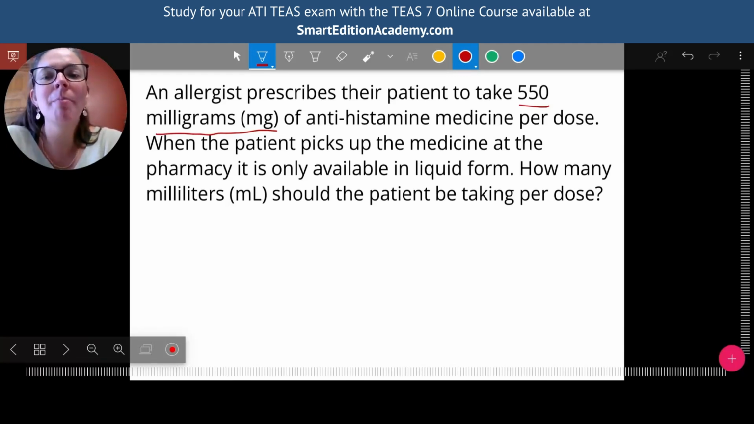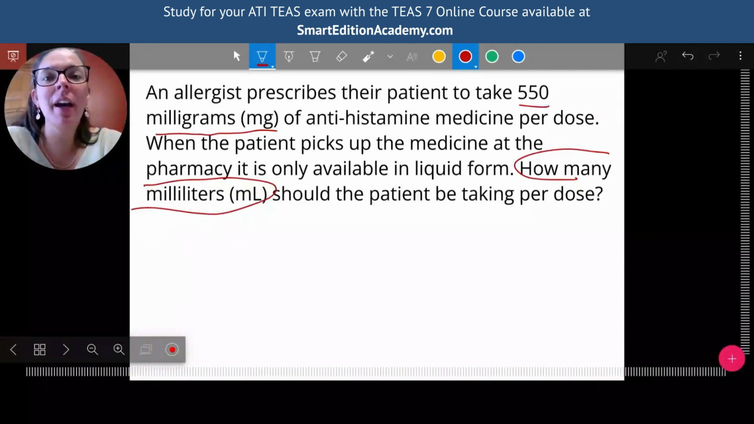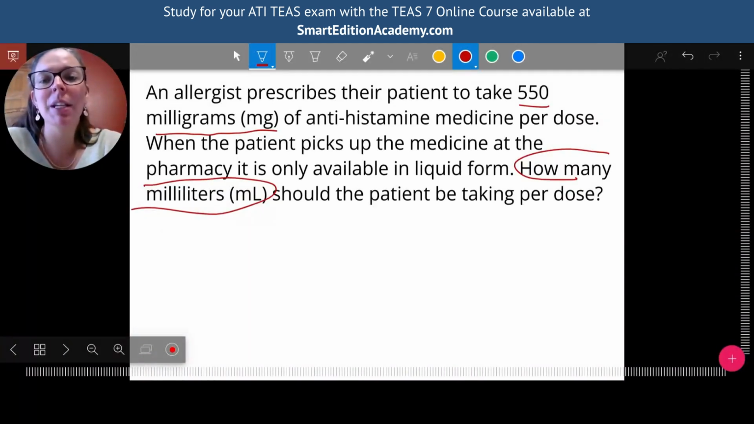So remember, milligrams, that's a mass unit. So that would be if we were talking about tablets or pills. But what happens if it's only available in liquid form? We're talking about volume. So this is why the question says, how many milliliters should the patient be taking per dose? We have not seen a conversion between milligrams and milliliters because they're different. Not only just the prefix, but the actual unit is different. We're talking about mass versus volume.